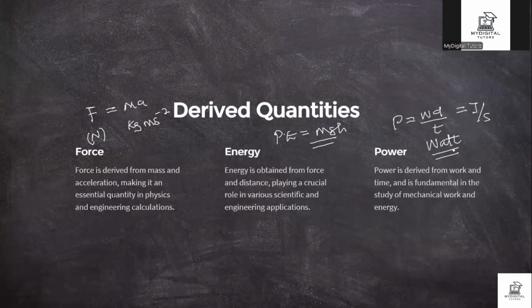Are we getting it? So this is how we get our derived quantities. We have different types of derived physical quantities, right? So all you have to know is that derived physical quantities are gotten from a combination of 2 or more fundamental physical quantities, while a fundamental quantity stands on its own, right? I hope this is taken.